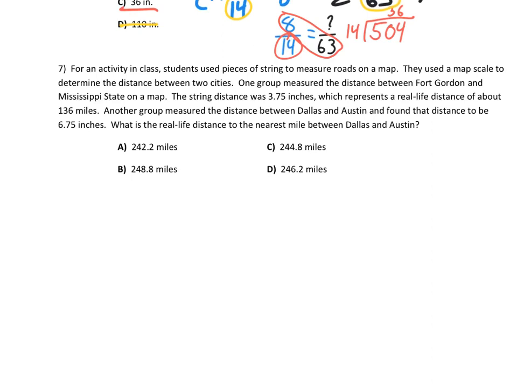Number 7. For an activity in class, students use pieces of string to measure roads on a map. They use a map scale to determine the distance between two cities. So we know we're talking about a scale. One group measured the distance between Fort Gordon and Mississippi State on a map. The string distance was 3.75 inches, which represents a real-life distance of about 136 miles. It didn't come out and say it explicitly, but this is our scale. So it says it represents. Represents is kind of like our ratio. That 3.75 inches is going to be a real-life distance of 136 miles.